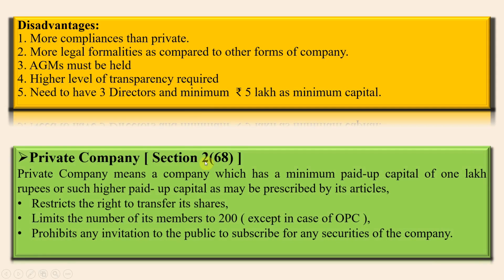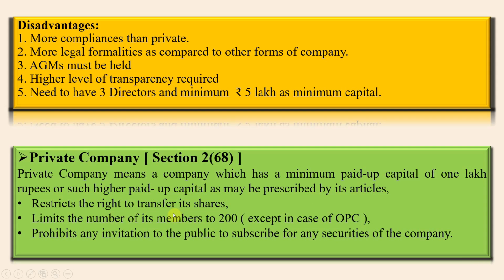Now next comes your private company. So according to section 2 subsection 68, private company means a company which has minimum paid up capital of 1 lakh rupees or such higher paid up capital as may be prescribed by its articles. So what I said, minimum paid up capital in case of private company is what? It is 1 lakh. As compared to the minimum paid up capital of a public company, it is 5 lakh. But in case of private company, it is what? It is 1 lakh. Okay.